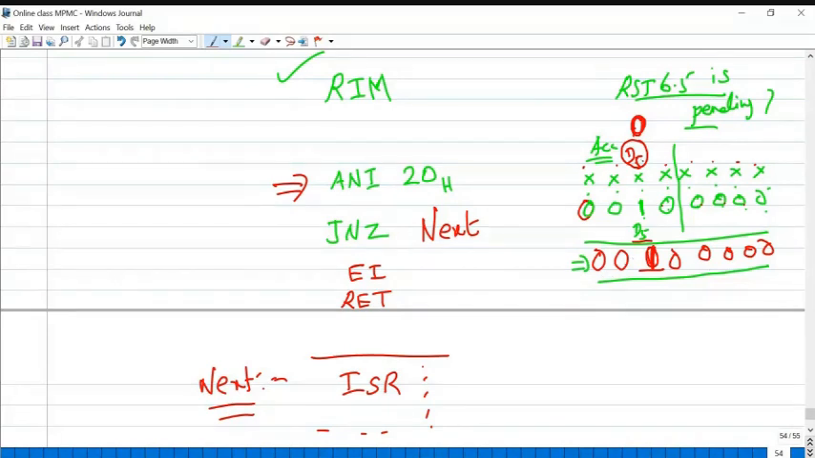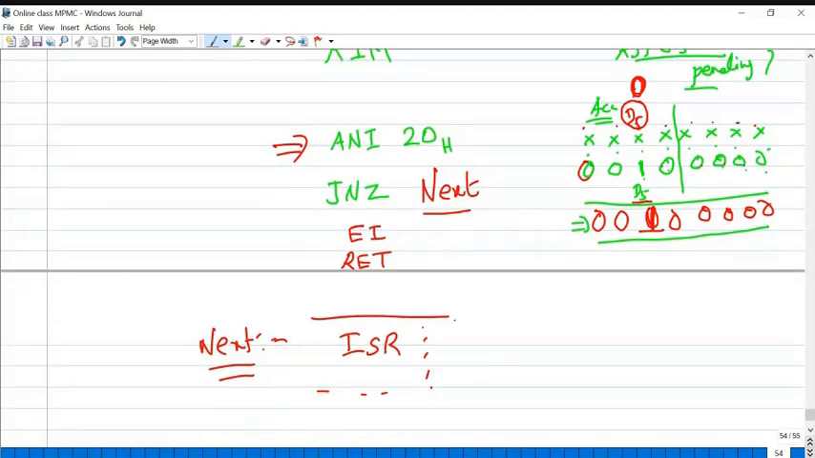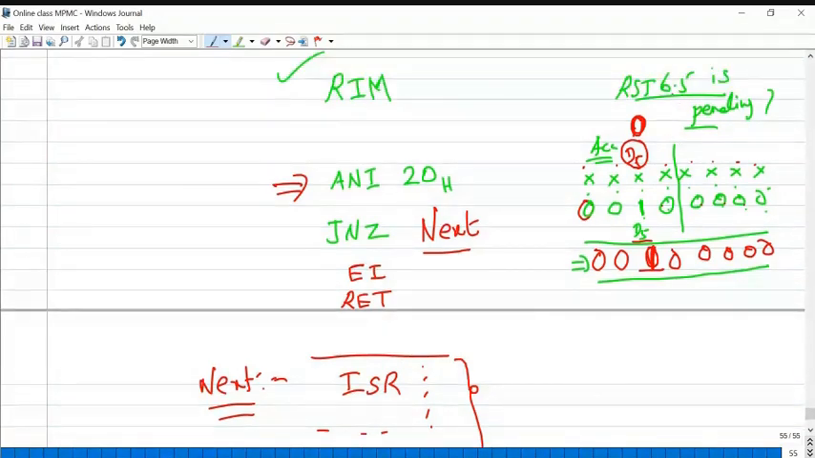if the interrupt request is pending, then D5 is 1. So 1 AND 1, I'll get a non-zero value. If the interrupt request is not pending, D5 is 0, so 0 AND anything you will get 0. Jump on not zero means your RST 6.5 is pending. So go to next; assume that your interrupt service routine is available in this particular loop. Suppose if you get 0, meaning there is no pending interrupt from RST 6.5, so enable all the interrupts and return to the main program.